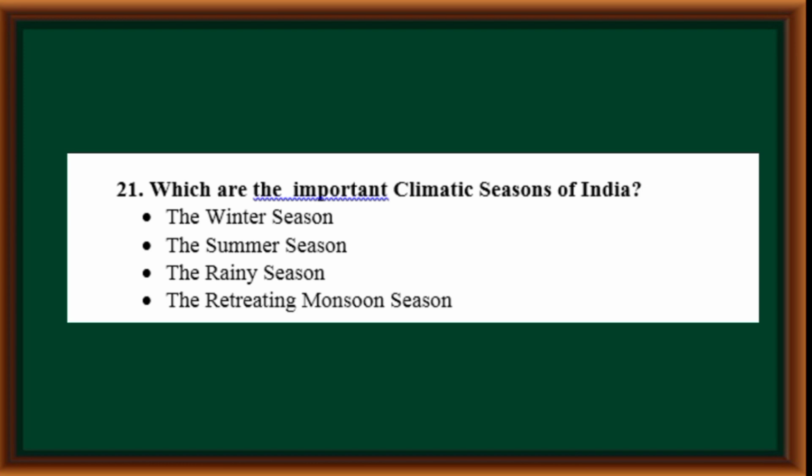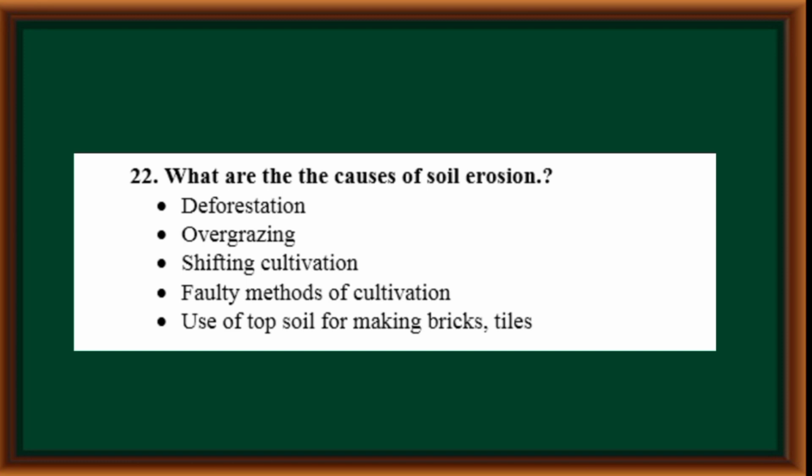Which are the important climatic seasons of India: the winter season, the summer season, the rainy season, the retreating monsoon season. What are the causes of soil erosion? Deforestation, overgrazing, shifting cultivation, faulty methods of cultivation, use of topsoil for making bricks, tiles, etc.